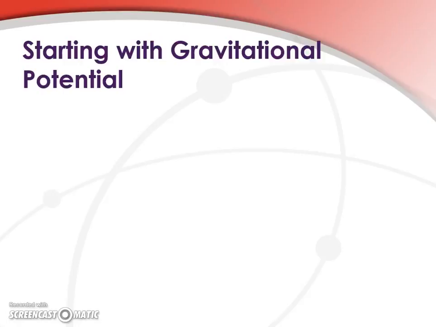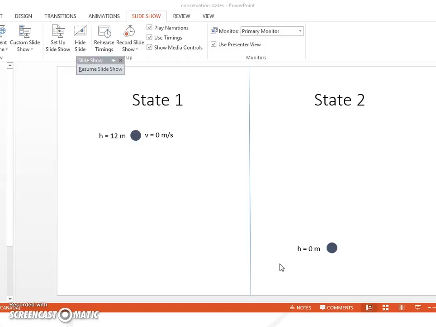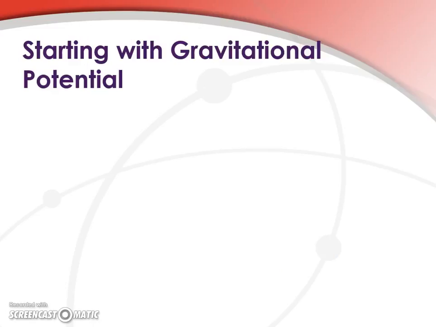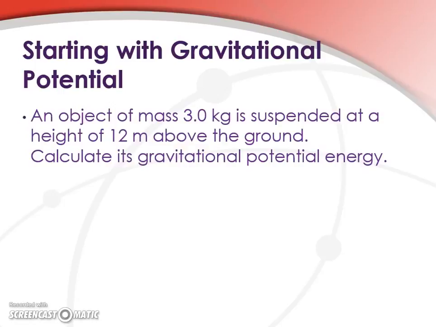Okay, what I'd like us to start with now is the consideration of the problem of a ball suspended in air. So I've put a cartoon together showing, first let's focus on state 1. A ball suspended 12 meters above the ground, and it's held, so of course the velocity is 0 meters per second. That 3 kilogram ball is suspended at a height of 12 meters above the ground, and we want to calculate its gravitational potential energy.